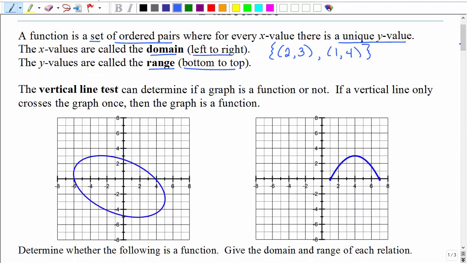The vertical line test can tell us if a graph is a function or not because it helps us go back to this definition. For every x value there is a unique y value. So what is that vertical line test? It says if a vertical line only crosses the graph once, then the graph is a function.